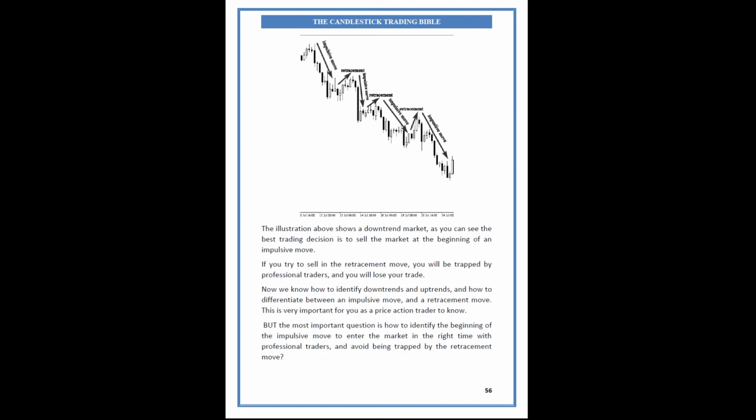So looking at the illustration above, it shows a downtrend, and as you can see, the best trading decision is to sell the market at the beginning of an impulsive move. If you try to sell in the retracement move, you'll be trapped by professional traders, and you'll lose your trade. Now we know how to identify downtrends and uptrends and how to differentiate between an impulsive move and a retracement move. This is very important for you as a price action trader to know. But the most important question is how to identify the beginning of an impulsive move to enter the market at the right time with professional traders and avoid being trapped by the retracement or the pullback.